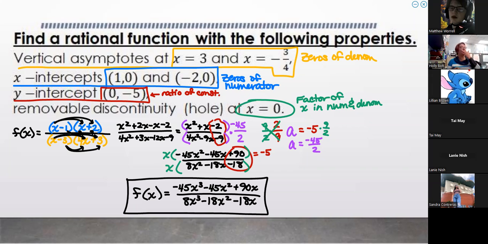All right. Does anybody have any questions for me at all about this one or the previous one before we look at variation for our last couple of minutes?